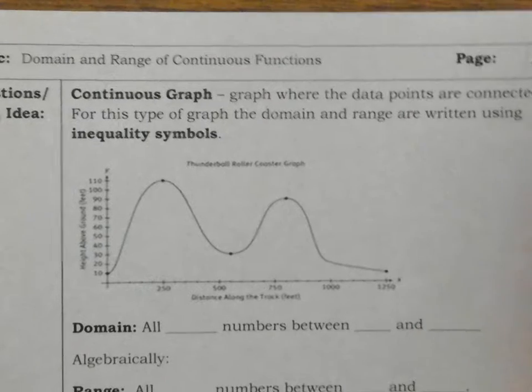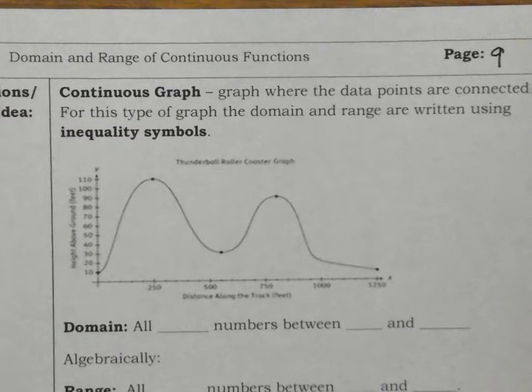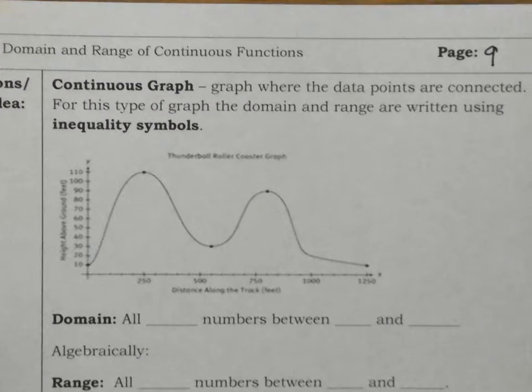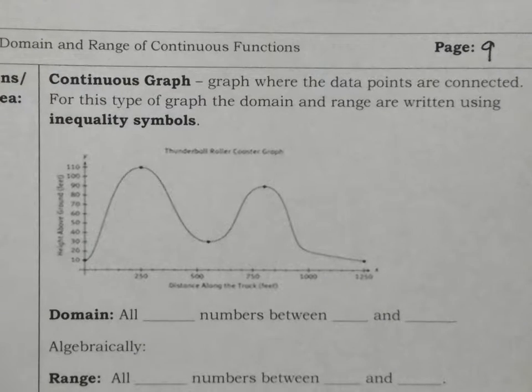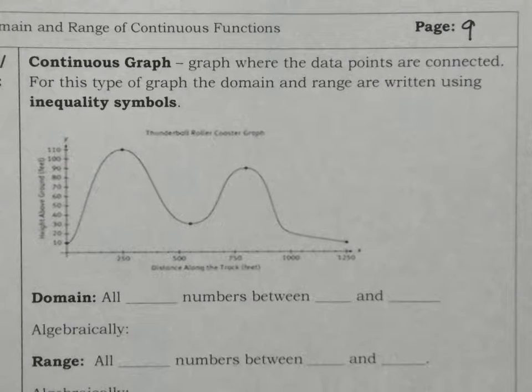All right, this is page 9 of your notes. And today we're going to talk about domain and range again, but we're going to look at continuous functions. And so a continuous graph, we talked about on the last note sheet, is where all of the data points are connected. And so we're going to look at specifically continuous graphs and how we can write domain and range for them. And we're going to use inequality symbols.